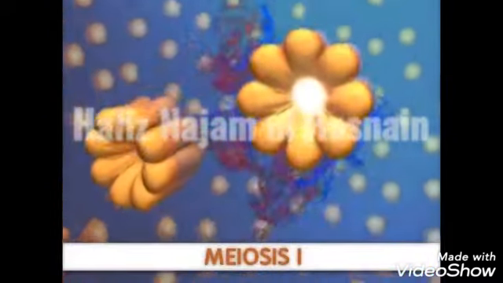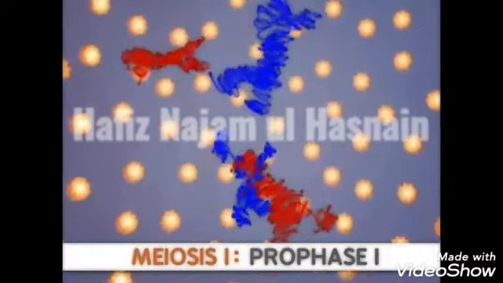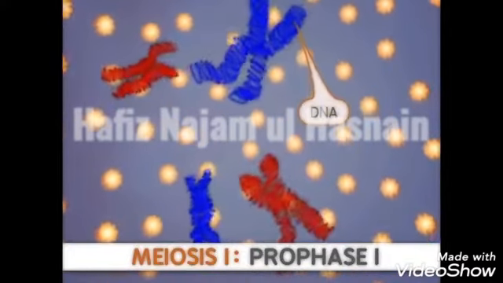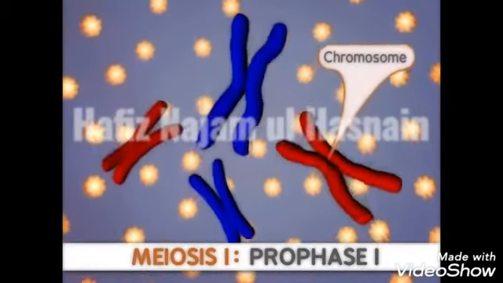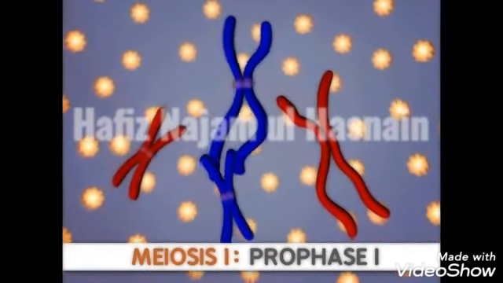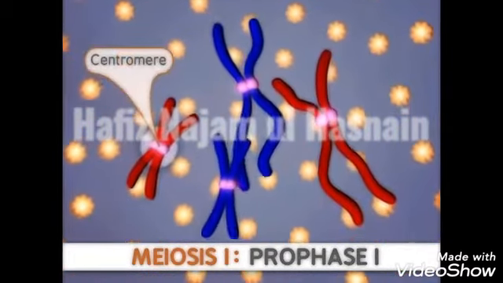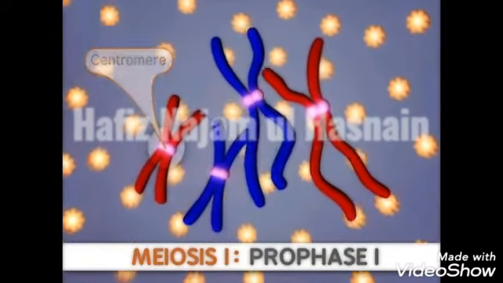Meiosis begins with prophase 1. In this stage, the DNA condenses to form chromosomes. Here we see the duplicated sister chromatids joined together at the centromere. They stay fused at the centromere throughout meiosis 1.